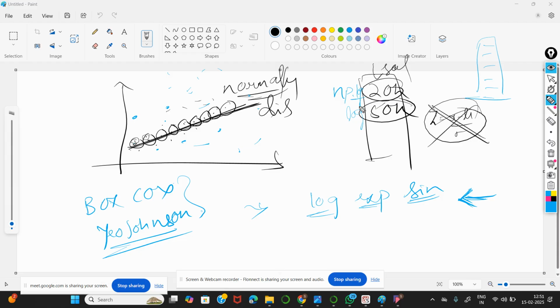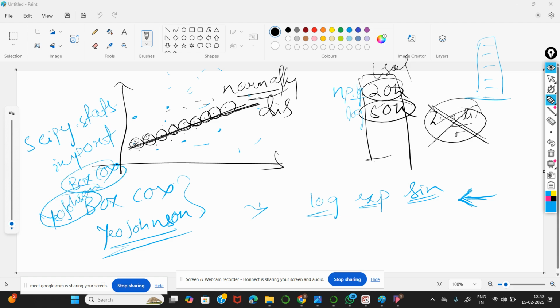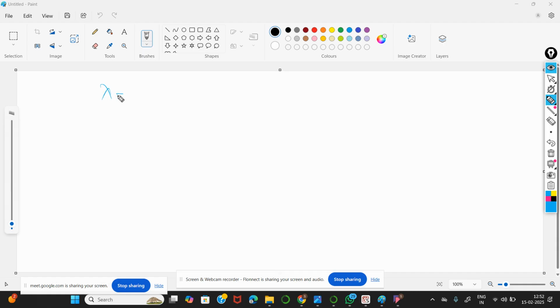You don't have to bother about whether to use log or exponential. Simply go to SciPy. In SciPy there is a stats module, go for the module called stats. From that, keep on importing things, something like boxcox. Import boxcox, that means this function got imported. Now inside this function there is a parameter called lambda. Lambda is a parameter.